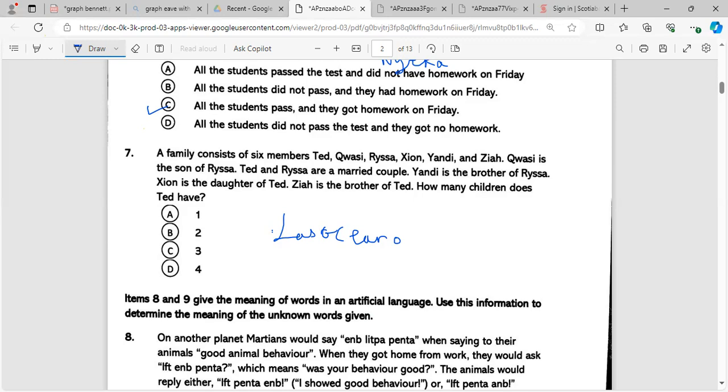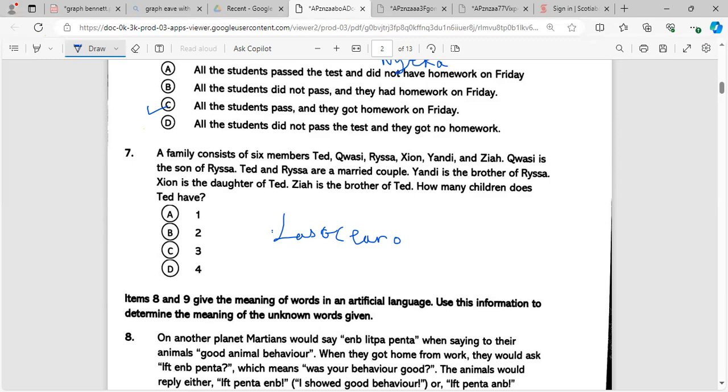Sir, my answer is B, 2. Alright. Why is it 2? Because it says Kwesi is the son of Riza, and Ted and Riza are a married couple, and it also says that Zion is the daughter of Ted. Yes, sir. It's 2.